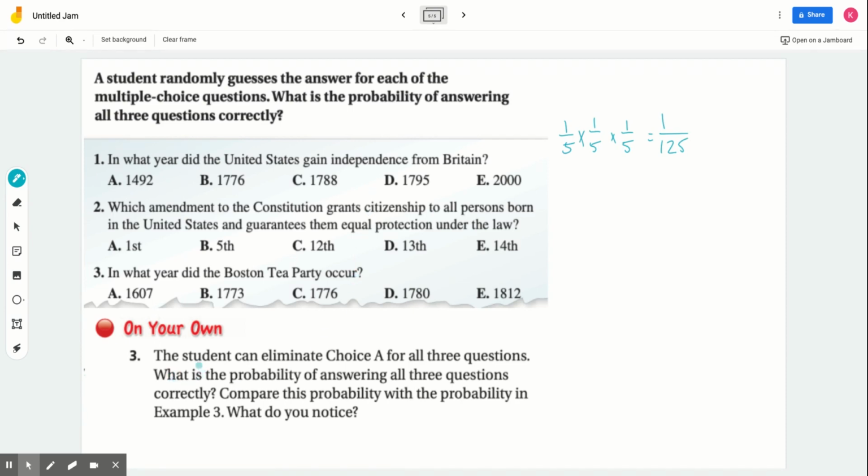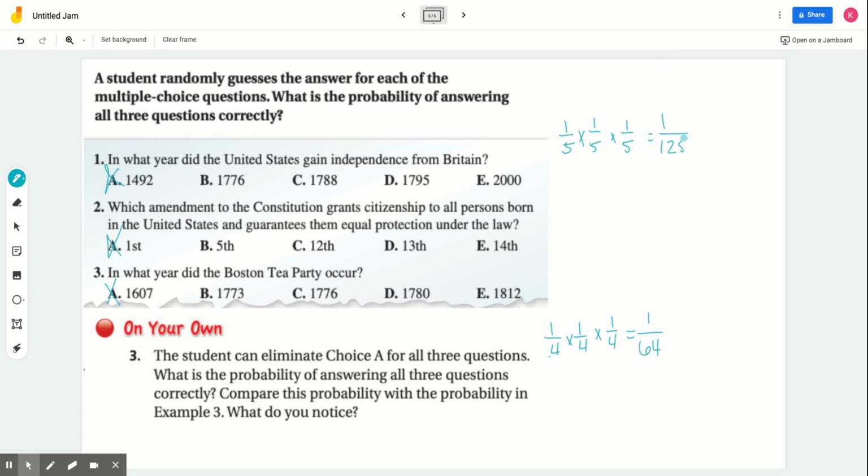But now let's see what happens here in number 3. The student can eliminate choice A from all 3 questions. What is the probability of answering all these 3 questions correctly? Compare this with the number that we arrived at before. So if we take choice A out of all 3 of these, we have 4 choices left. So this would be 1/4 times 1/4 times 1/4. So 1 times 1 times 1, 4 times 4 times 4. Now we have a 1 in 64 chance that we would get this correct.